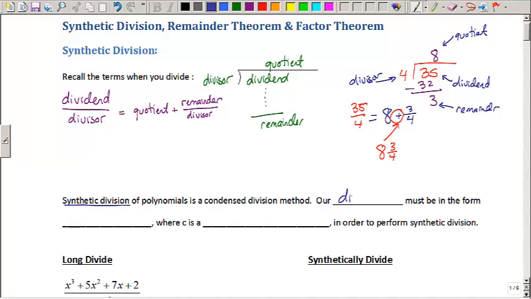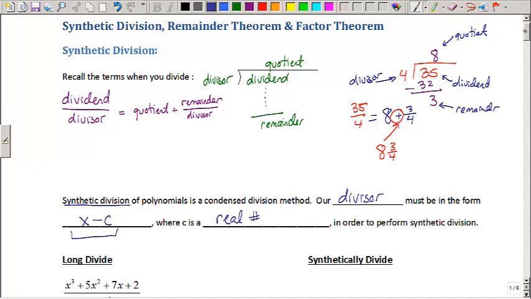Our divisor must be in the form x minus c, a linear term with the leading coefficient being 1, where c is a real number, in order to perform synthetic division. Using long division, which we learned in beginning algebra, the divisor did not have to be in this form, but it will have to be in this form if we're using synthetic division. And we're going to be manipulating all of our polynomials so that we are only dividing by x minus c as a divisor, so that we can use the shorter method, synthetic division.